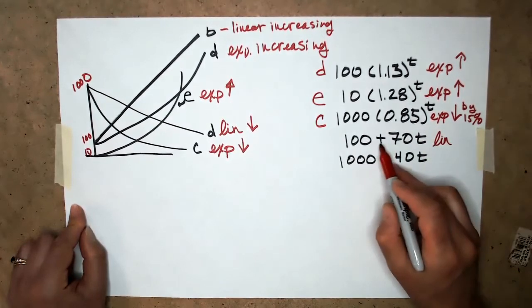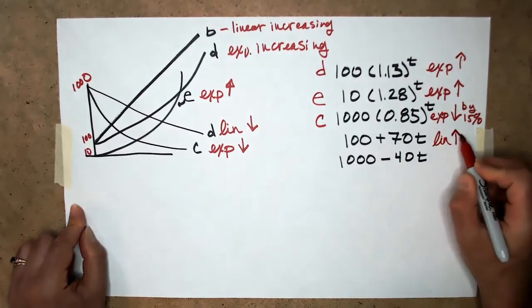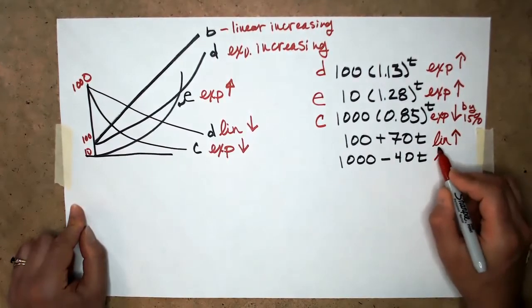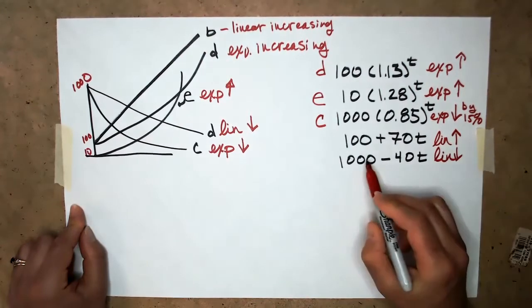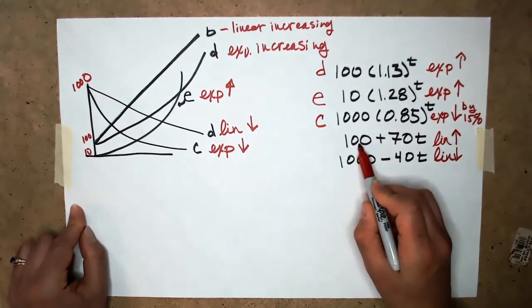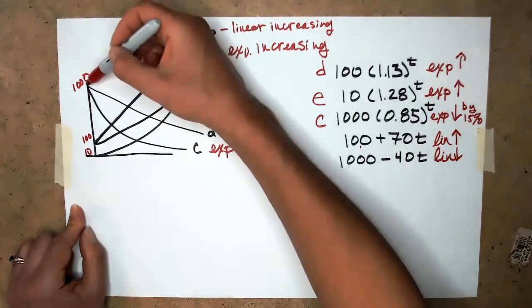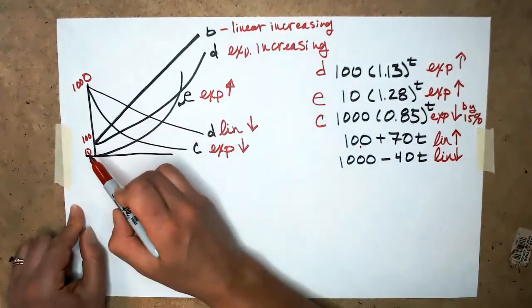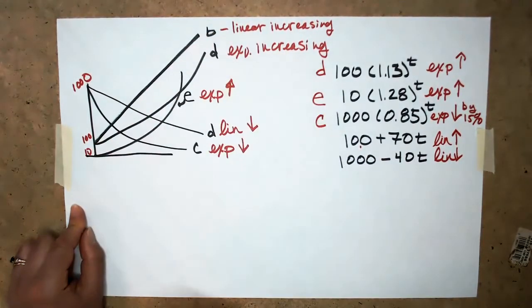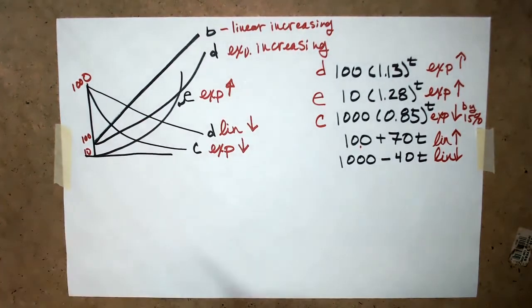This one is linear and increasing because that's a positive. This is linear and decreasing because of that negative there. This one starts out much higher than that, which is good because I see that the decreasing one started out much higher than the increasing one. So I'm kind of checking this multiple ways.